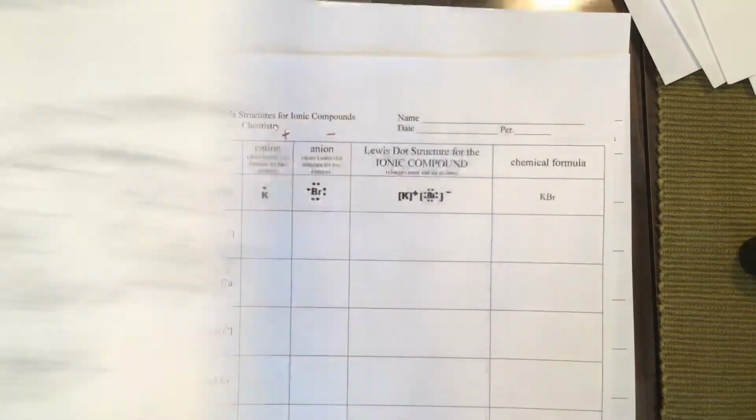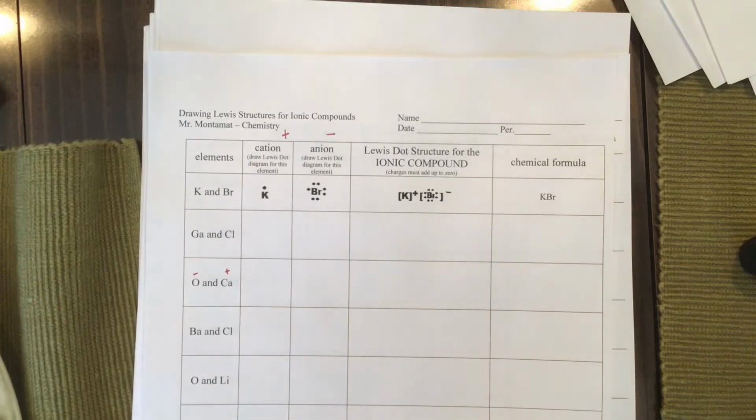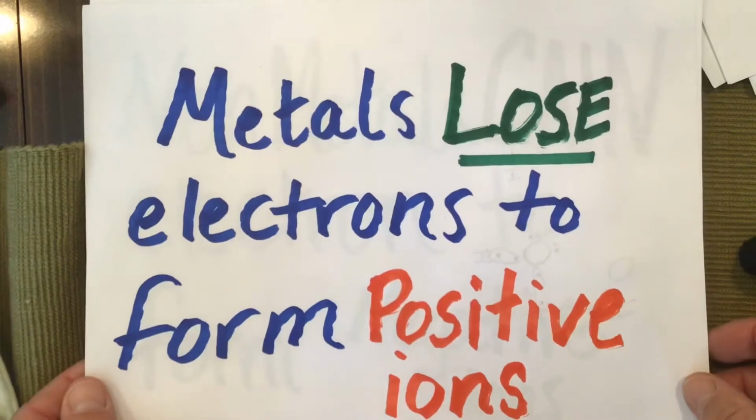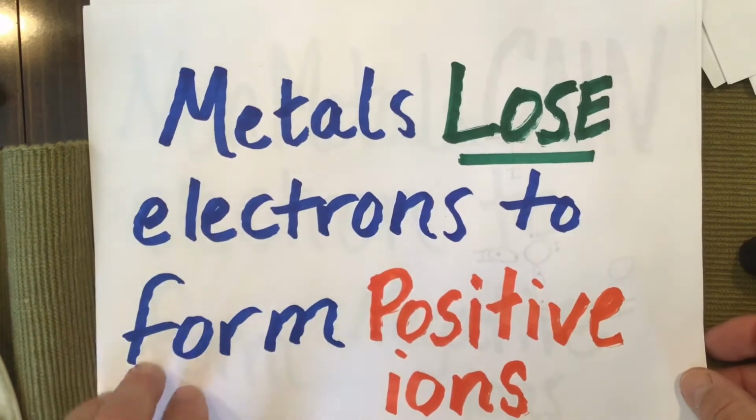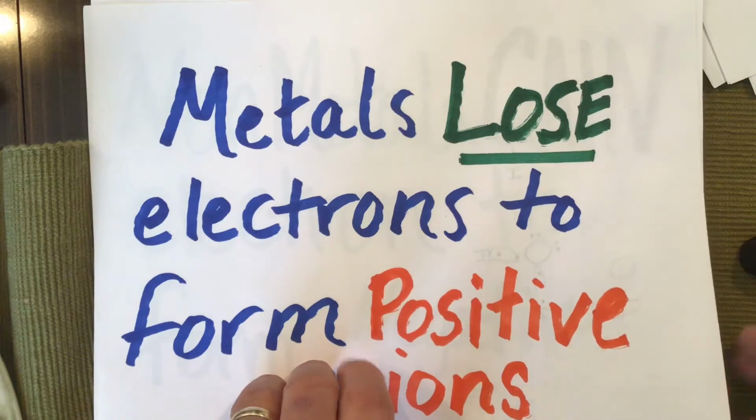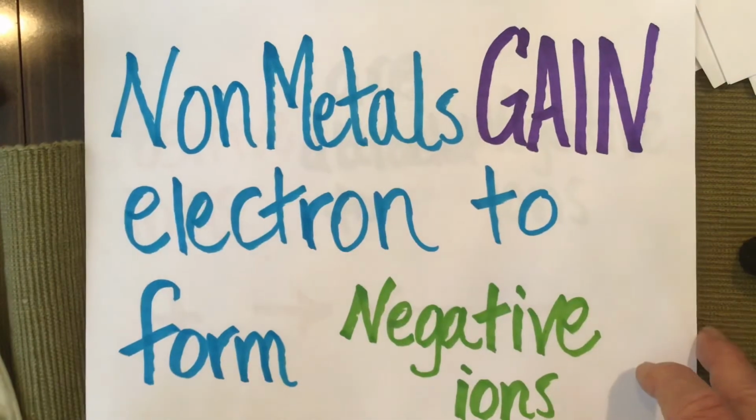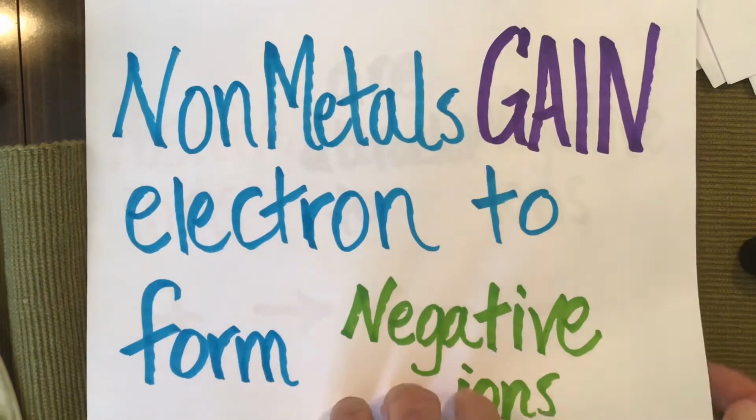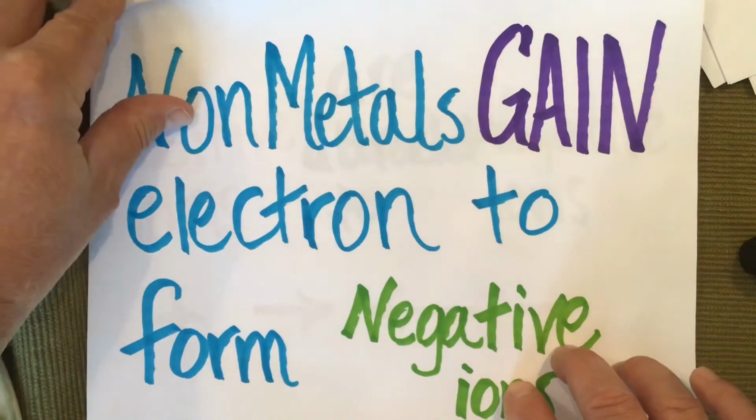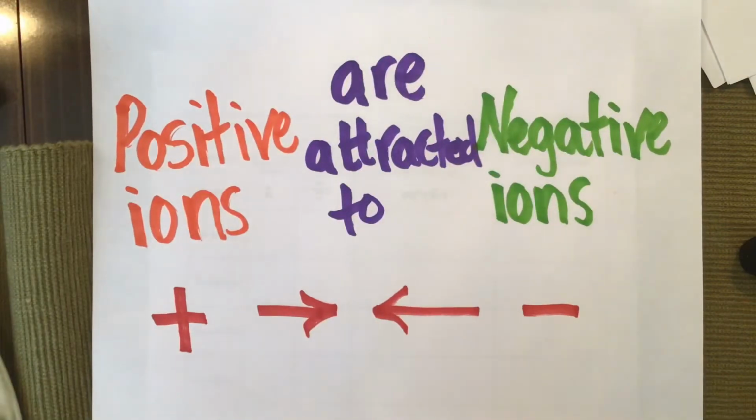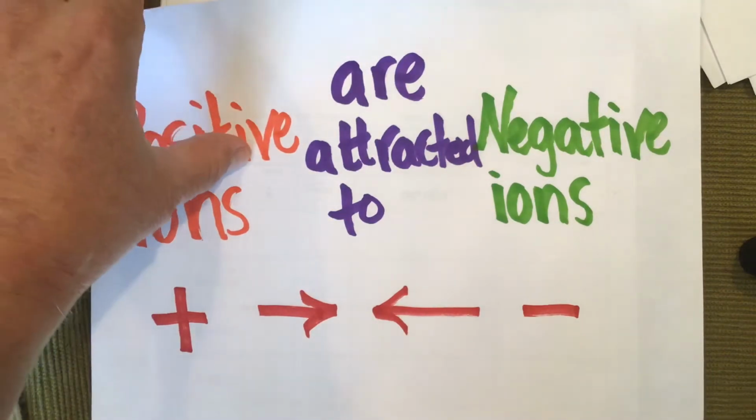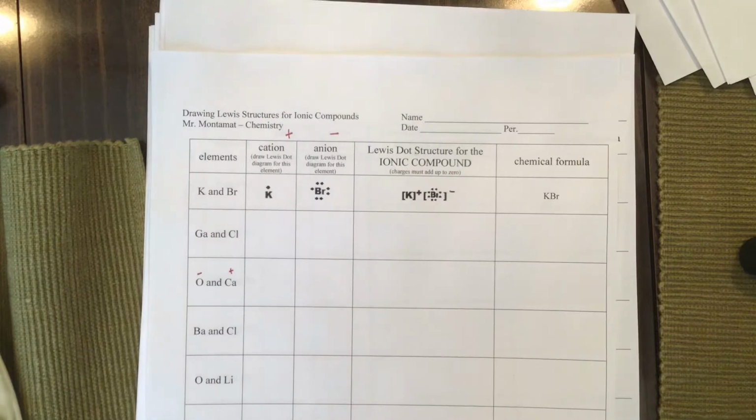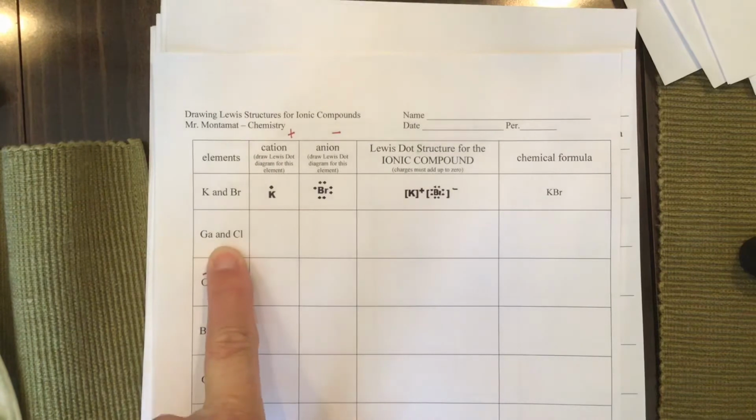Okay? So, let's look at this very quickly here. Key points to remember. Metals lose electrons to form positive ions. Nonmetals gain electrons to form negative ions. And positive and negative ions are attracted to each other. Okay, that's the whole key thing behind all of this. All right. So now let's look at the next one we're going to do. Gallium and chlorine.